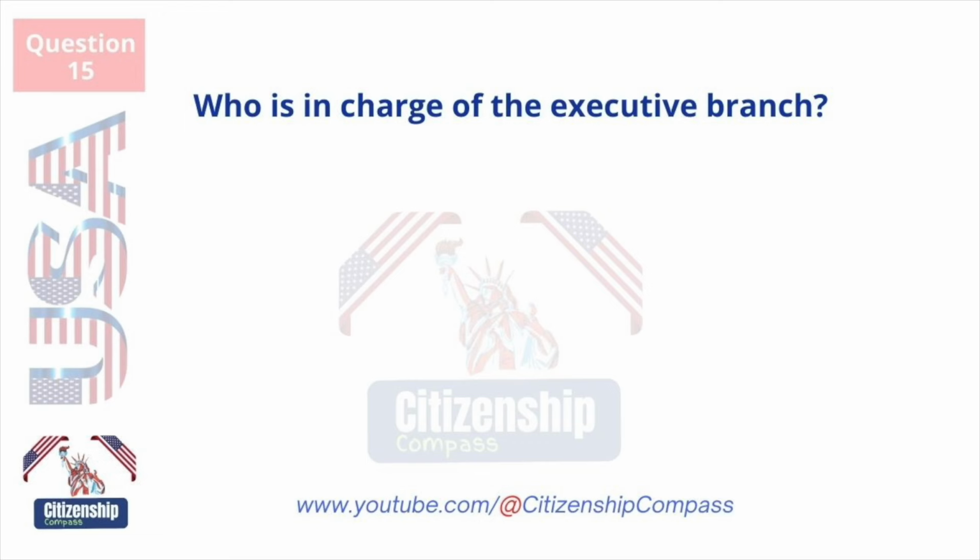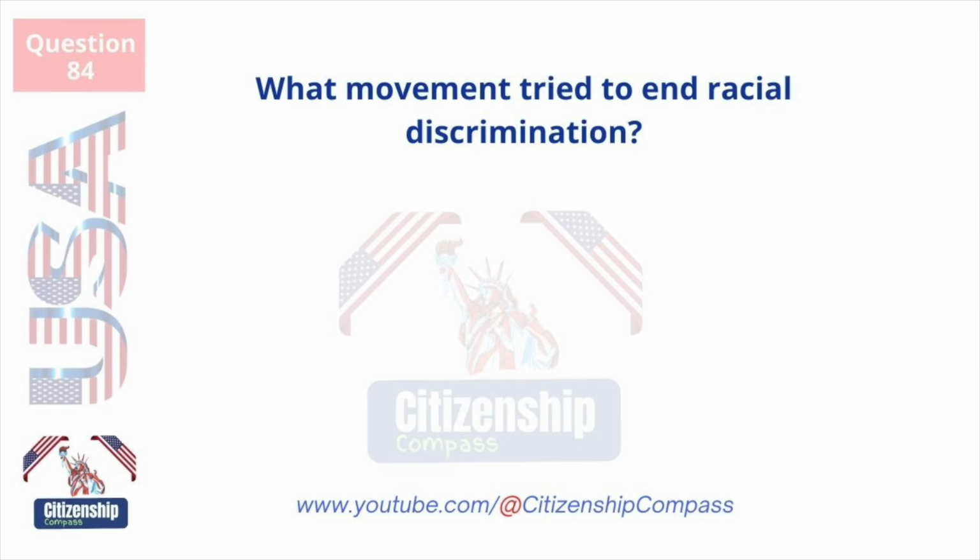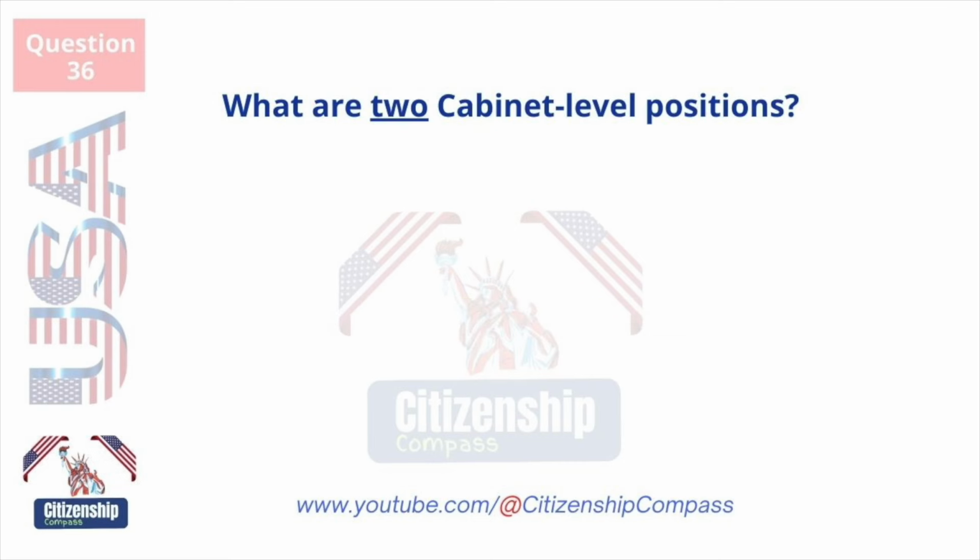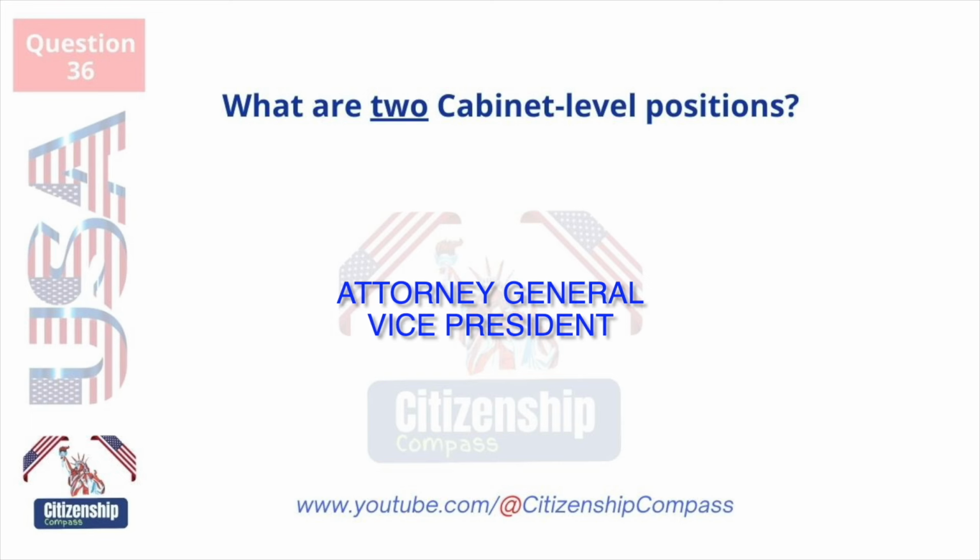Who is in charge of the executive branch? The president. What movement tried to end racial discrimination? Civil rights movement. What are two cabinet-level positions? Attorney General. Vice President.